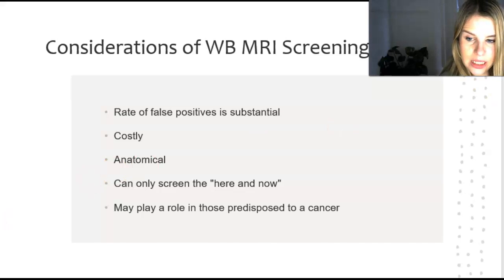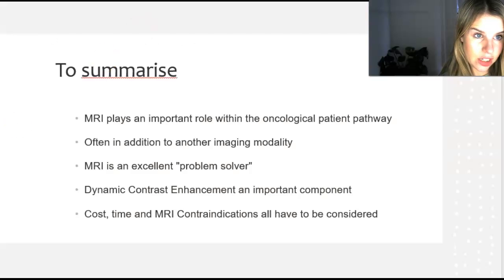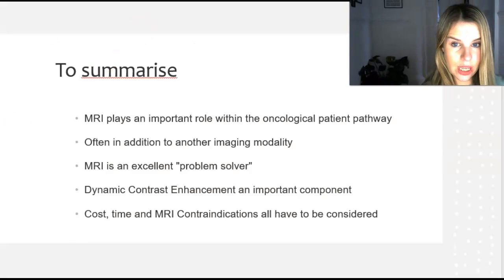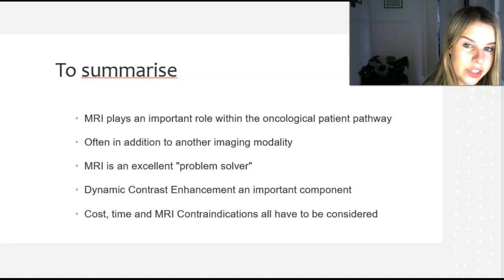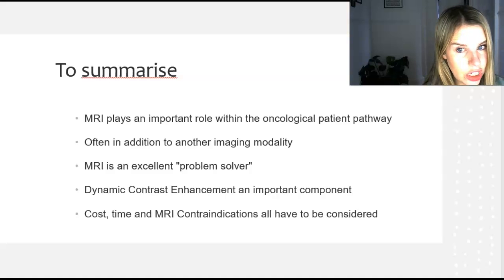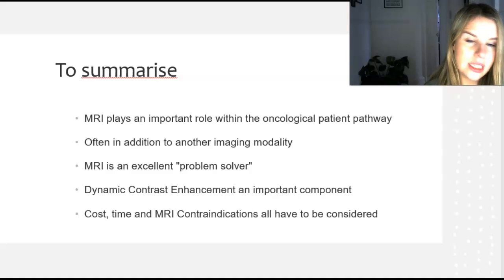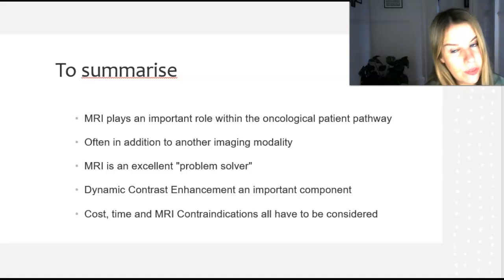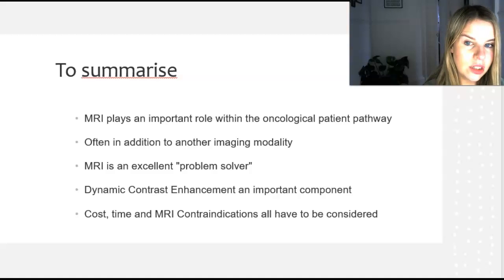Okay, so to summarise, because I appreciate this has been quite a long lecture and you do have other lectures to look at this week. MRI really does play an important role in the patient's pathway, but it's often in addition to other imaging modalities. So it's not always the first port of call, much more so in paediatrics it is, but in adults, ultrasound, CT, even X-ray might be the first imaging modality that the patient undertakes, but then they'll get referred to MRI for more detail, because really MRI is known as an excellent problem solver.